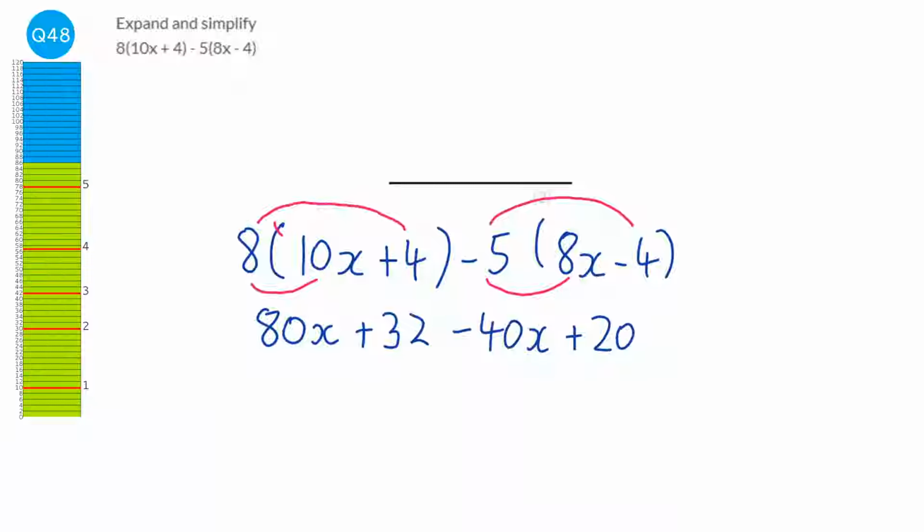And a lot of students will write take away 20 there, but that is a minus 5 on the outside of the brackets there. So it's minus 5 times the minus 4 there will give you a plus 20. Then 80x take away 40x, which will give us 40x. And 32 plus 20, which would be 52. So our answer would be 40x plus 52.